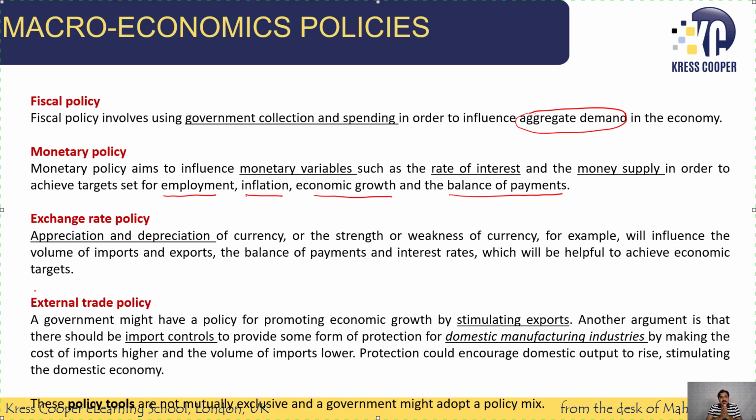These four policies, these four tools which are being used by the government, are not mutually exclusive. It doesn't mean government will be using one tool at one time. No, government will be using multiple tools at the same time, and government will see what is the best mix to achieve the macro level targets.